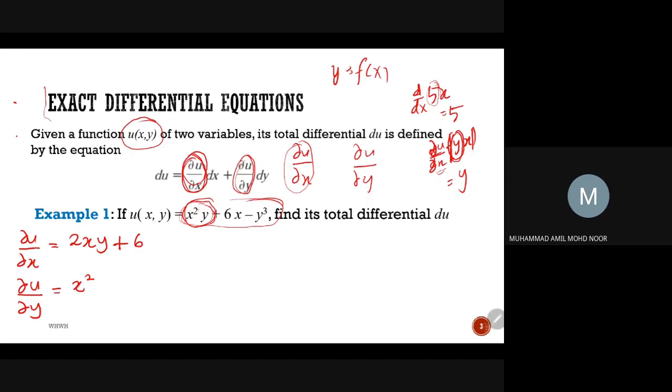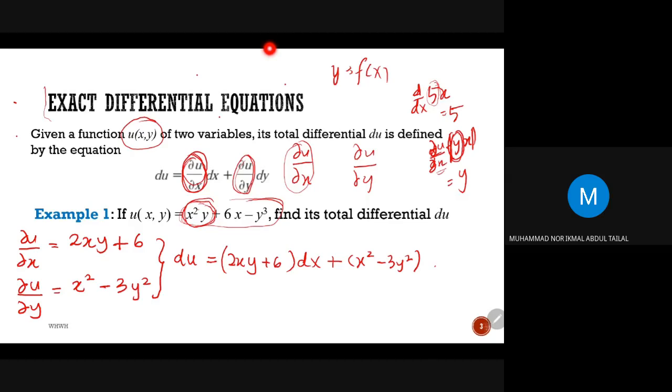And then the third term? 3y power of 2. Jangan lupa negatif tu, minus 3y square. So daripada sini, then we will get our du is equals to del u over del x is 2xy tambah 6 dx. Okay, and plus with our del u over del y is x square minus 3y square dy.